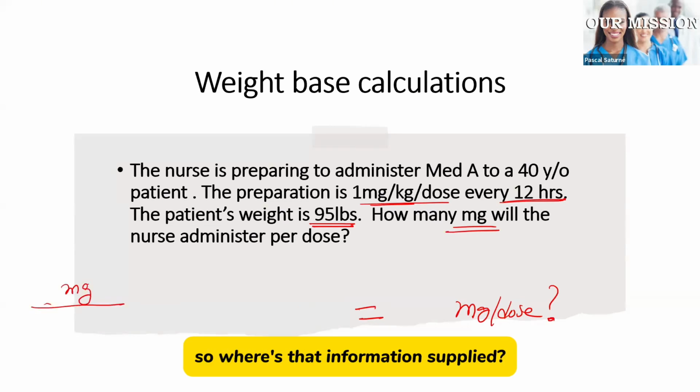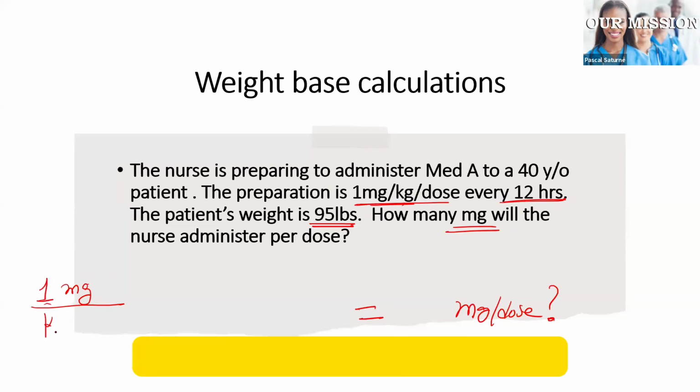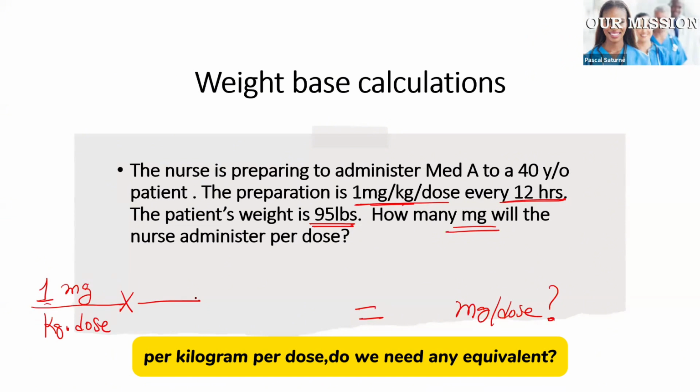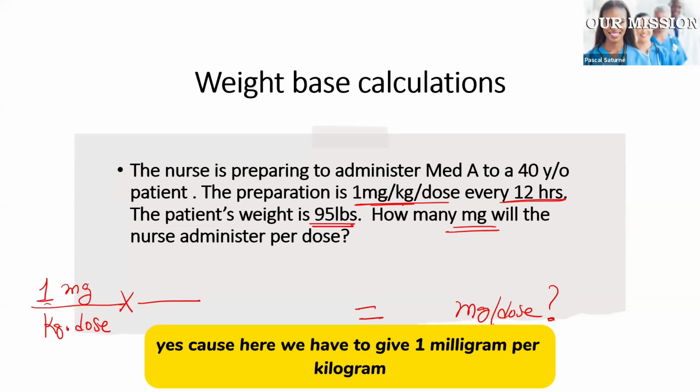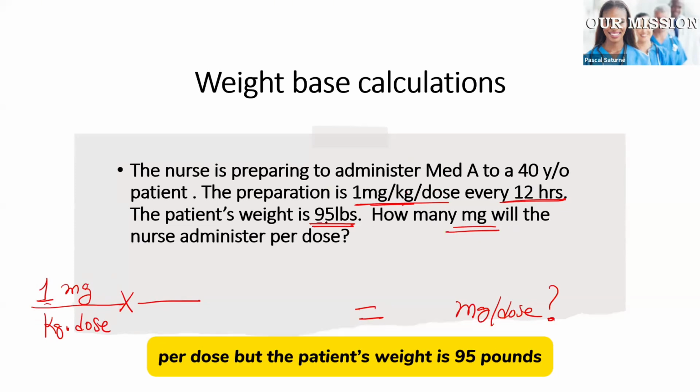So where is that information supplied? It's right here. You have 1 milligram, that's how you write this down, per kilogram per dose. Do we need any equivalent? Do we need any conversion? Yes, because here we have to give 1 milligram per kilogram per dose, but the patient weight is 95 pounds. So we need to convert pounds to kilogram.